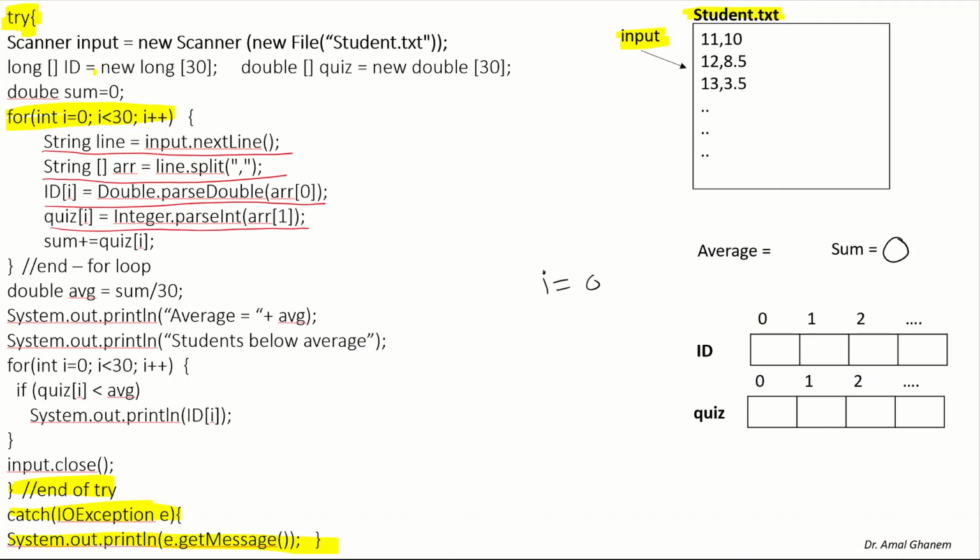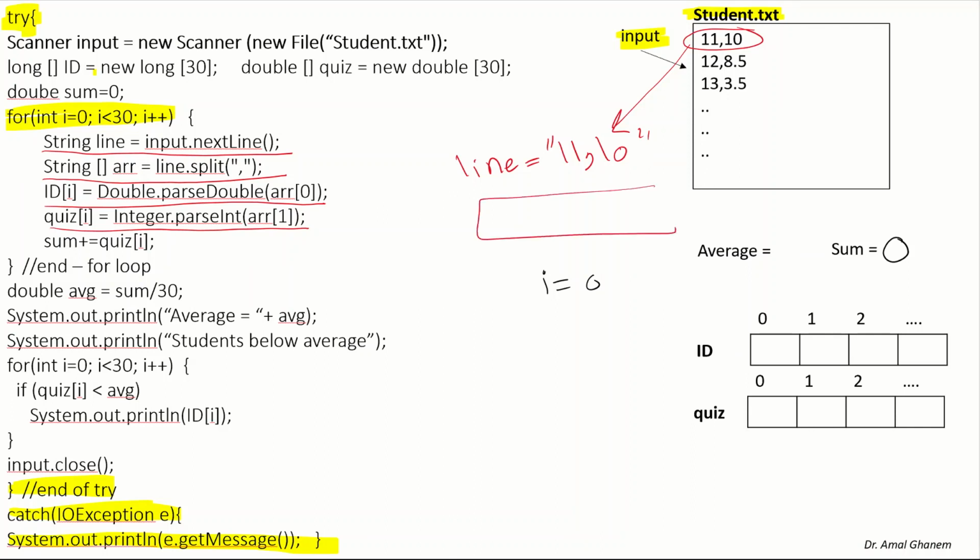So it will work like this. When I say string line equals input.nextLine, we will get the first line and save it in a variable called line. So we will have, between double quotation marks, 11, comma, 10. The first number represents the ID, the second number represents the quiz. And then we create an array by splitting the line using the comma.